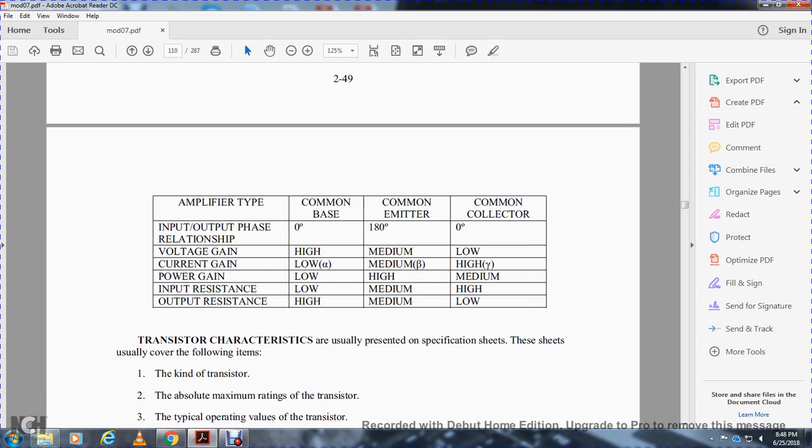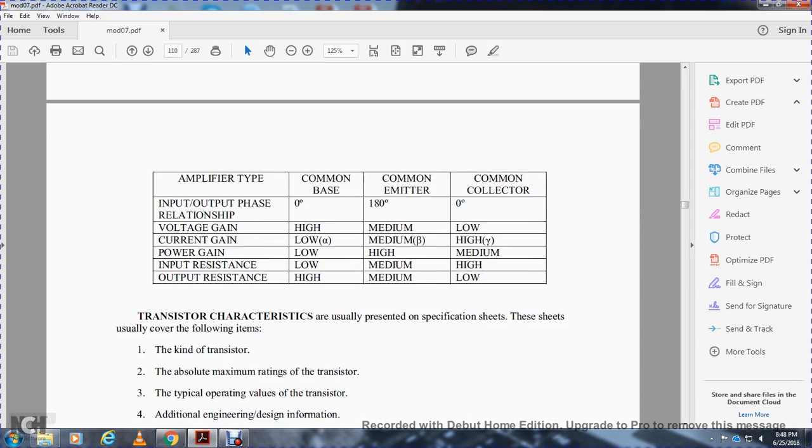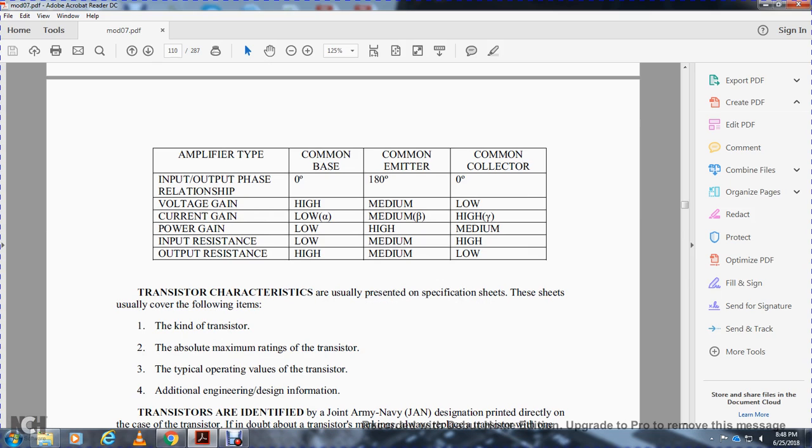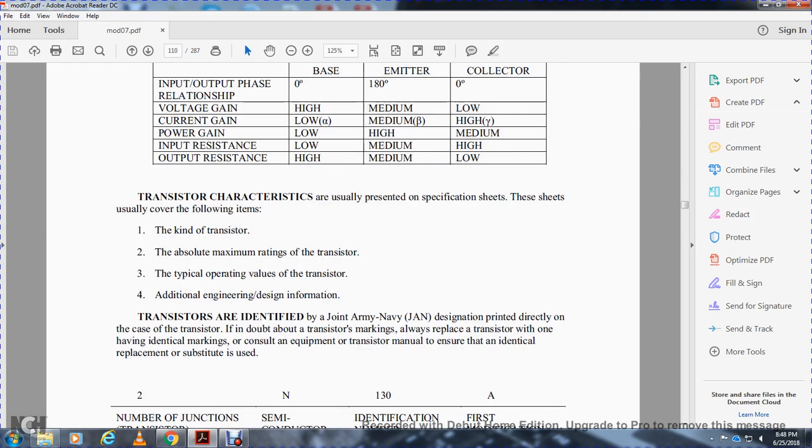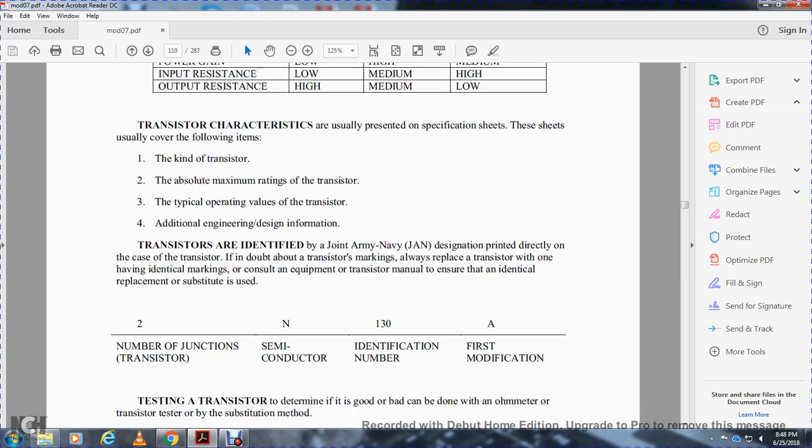Transistor characteristics are usually presented in a specification sheet. These sheets usually cover the following items: the kind of transistor, absolute maximum ratings of the transistor, typical operating values of the transistor, additional information, and engineering design information. Transistors are identified by the Joint Army-Navy designation printed directly on the case of the transistor. Always replace a transistor with one that has identical markings, or consult the equipment transistor manual to ensure the identical replacement or substitute is needed.